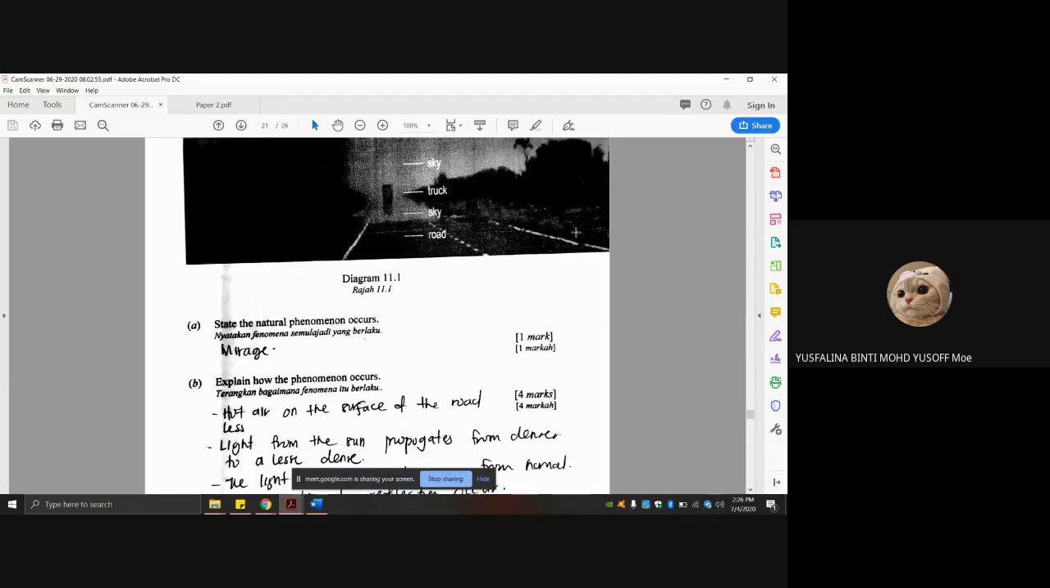So this one is actually total internal reflection. What are the conditions for total internal reflection to occur? The first one, light must travel from a denser to a less dense medium. The second one, the incident angle i must be bigger than the critical angle c. So there are two rules for total internal reflection to occur. That is very important.